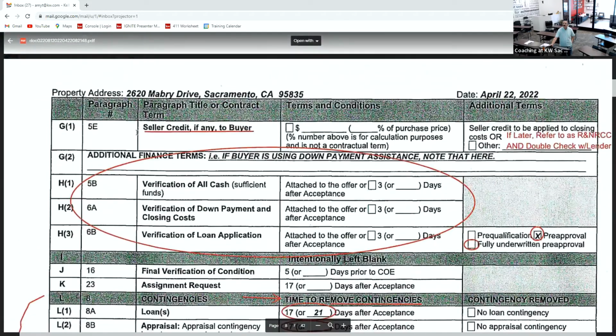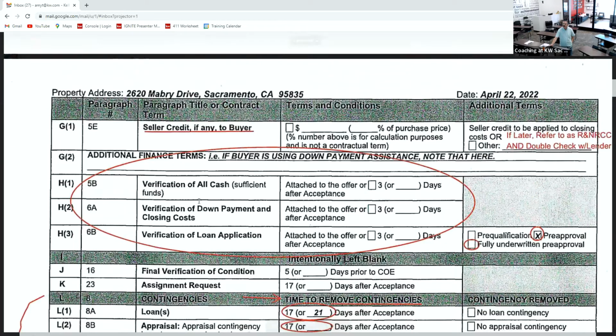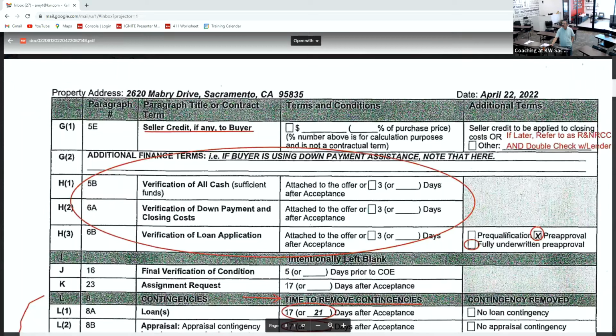So going on to the next section, additional finance terms, and I put a note here, if the buyer is using down payment assistance, also note that here. If there's a seller credit, you can put it over here.